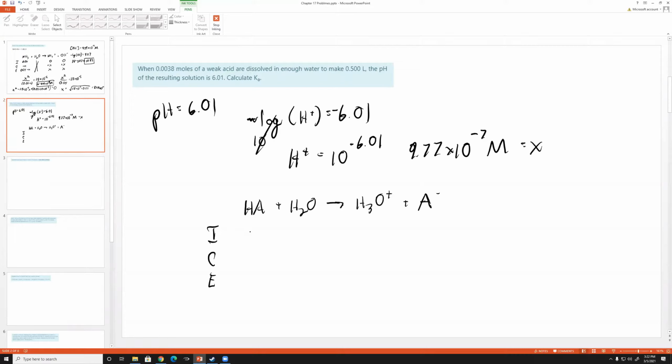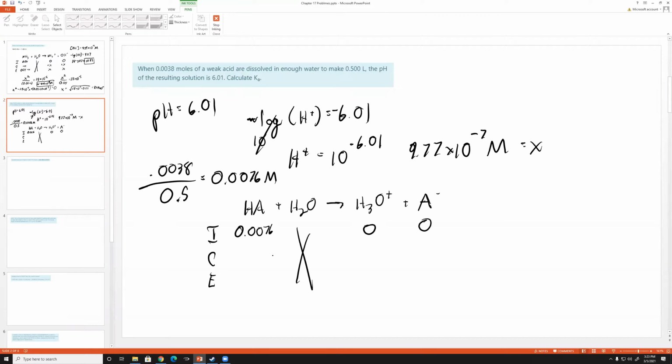And for the initial acid concentration, we have 0.0038 moles divided into 0.5 liters for our solution, which is going to be 0.0076 molar. So we can put that in here, 0.0076. We have nothing in this column, and we have 0 and 0. Then in this change, we're going to have minus X plus X plus X, and we have 0.0076 minus X.